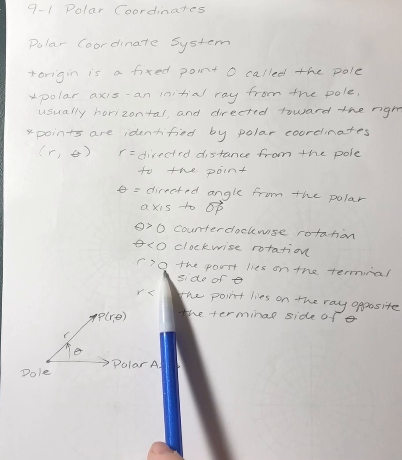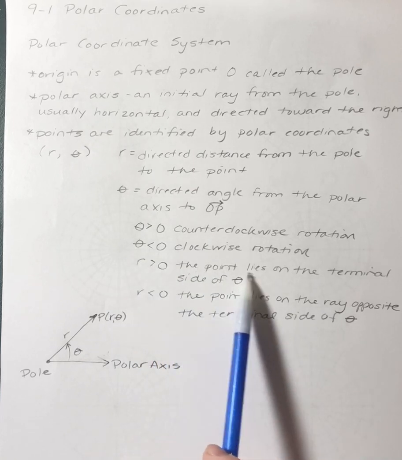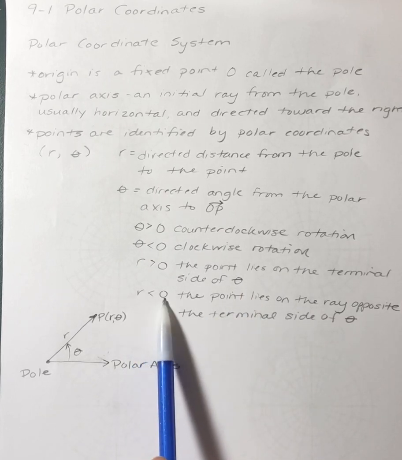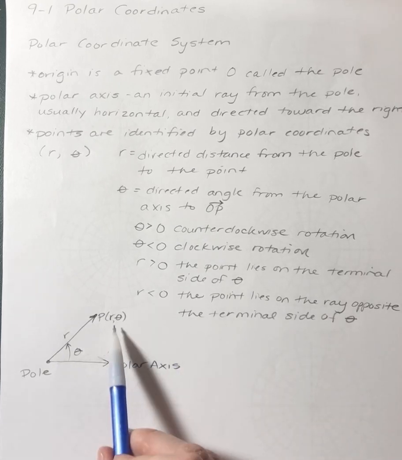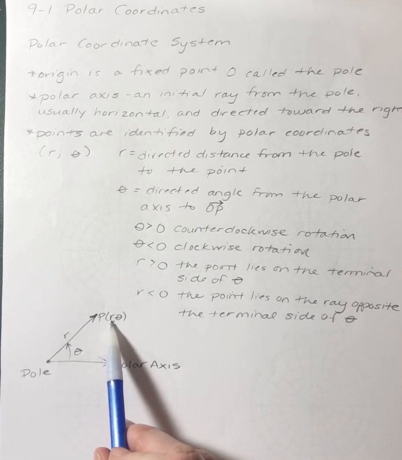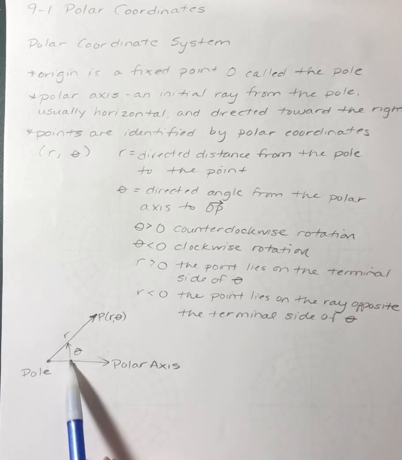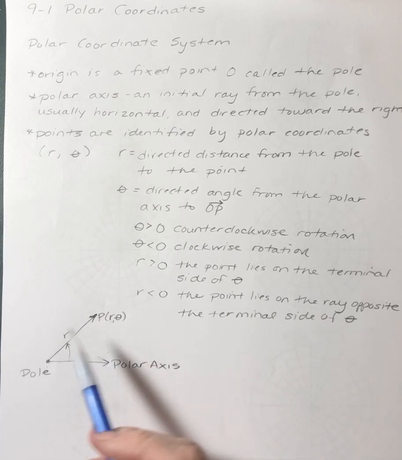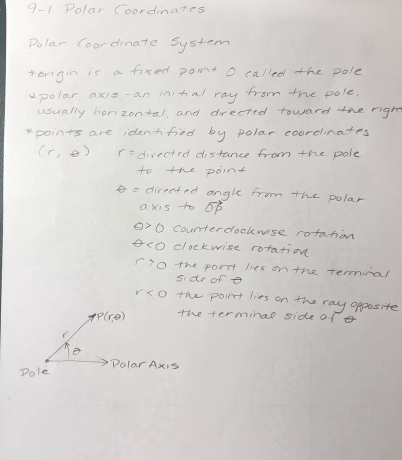If r is positive, like the magnitude, the point lies on the terminal side of theta. But now, if r is negative, you actually go backwards. So if you have the point (r, theta), this is my polar axis, this is my pole, here's my theta, here's my r. If I had negative r, theta, I would be going in this direction, that distance. So I'd be going backwards.